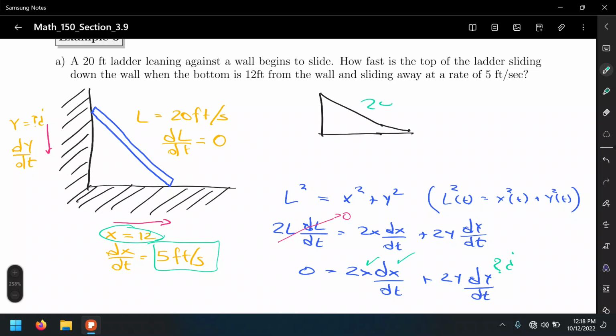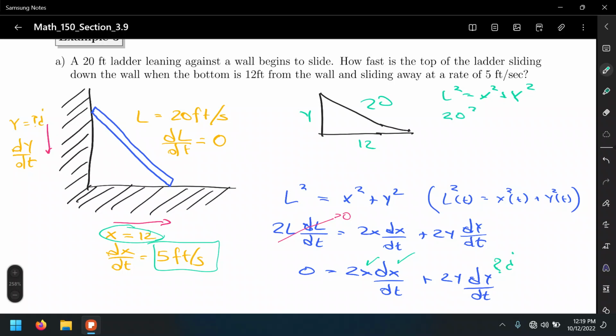So let's set it up: 20, x equals 12, and let's call this y. So we're going to use the Pythagorean theorem to find that missing piece of information. And so that's L squared equals x squared plus y squared. Notice we're going to use this Pythagorean theorem twice. Once to find the missing quantity that we need to incorporate in our calculus part, and a second time to do the calculus to get the rate of change that we are being asked for.